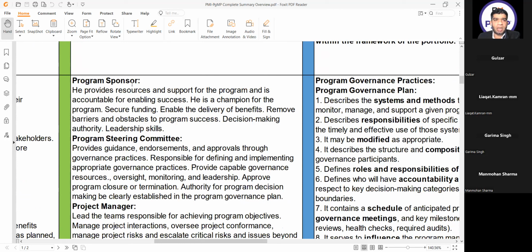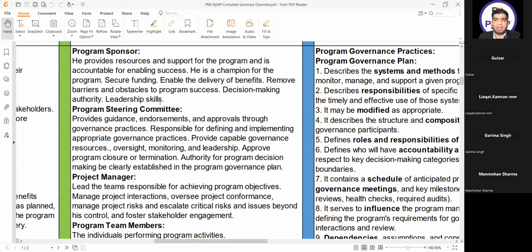Now we talk about the program sponsor. He provides resources and support for the program and is accountable for enabling success. He is a champion for the program, secures funding, enables the delivery of benefits, removes barriers and obstacles to program success, has decision-making authority, and he should have leadership skills.